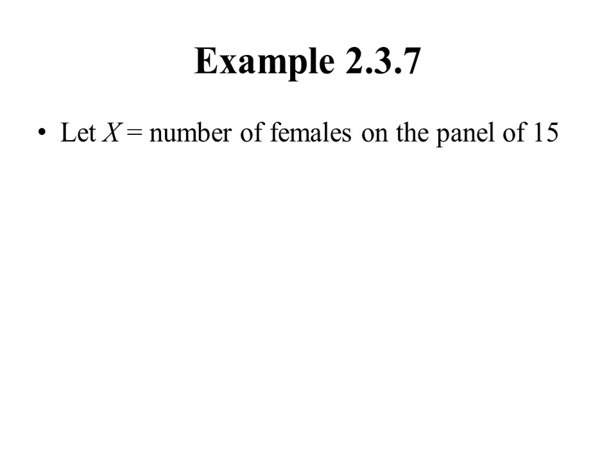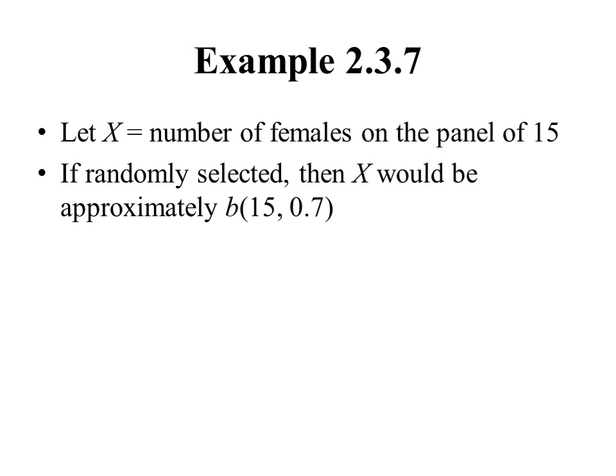Okay. So first of all, let's define our random variable. Let's let x equal the number of females on the panel of 15. Okay. We define this random variable because that's what we're interested in, the number of females on this panel. Now, if the students really were randomly selected, then x would be approximately binomial of 15 trials with a probability of success of 0.7. In this case, the success is getting a female. If randomly selected, that probability should be 0.7. We have 15 trials, so x is binomial.